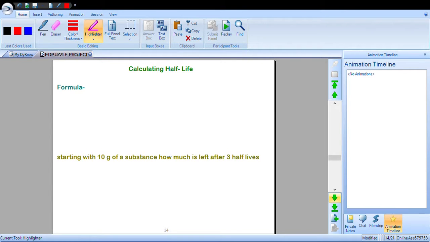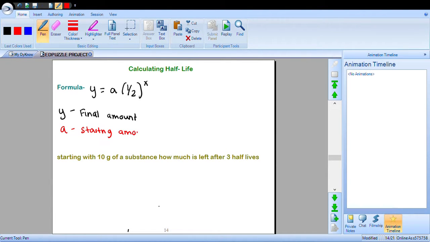Okay. The second way is by calculating using the formula. The formula is y equals a times 1/2 to the x power. Okay, so y stands for the final amount. The a stands for the starting amount. And the x stands for the number of half-lives.